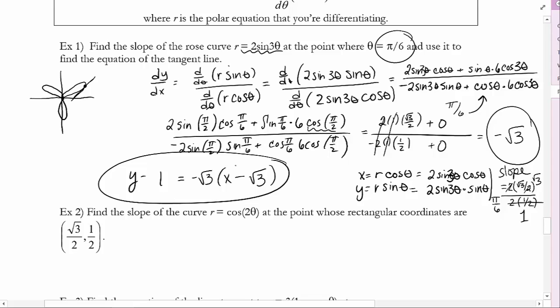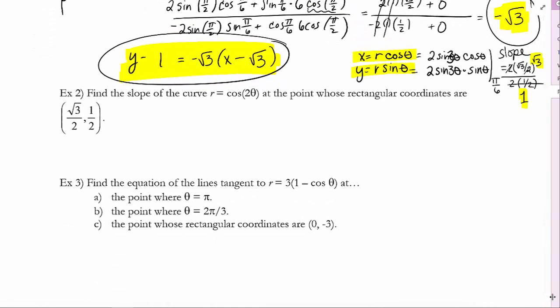Wowzers. Okay, so what just happened here? What happened here is you take the derivative of r sine theta and r cos theta using a product rule, so you need a sum, to get a slope. And then if you're asked for a tangent line, you do r cos theta and r sine theta to get x and y, and then that will give you your equation. y minus y1 equals m times x minus x1.